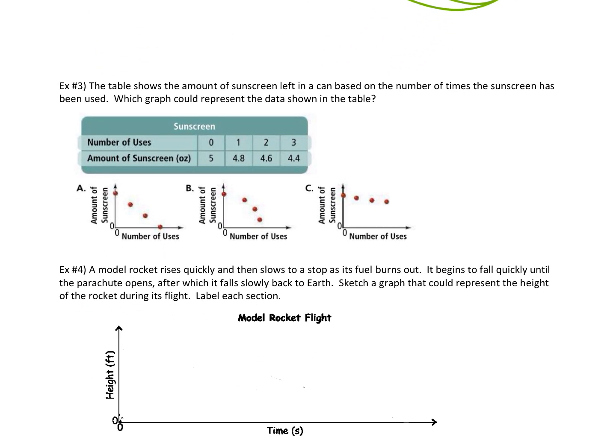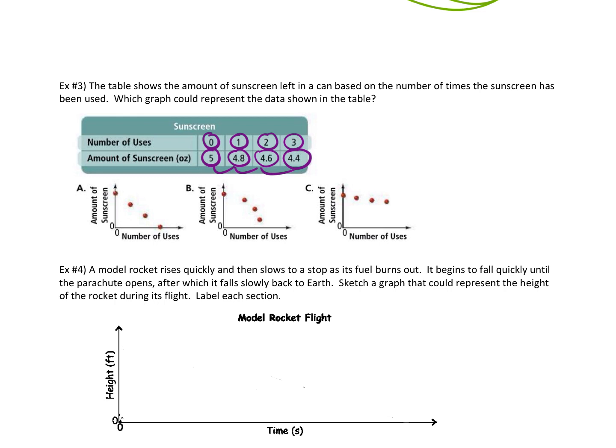Okay, look at example 3 here. It says the table shows the amount of sunscreen left in a can based on the number of times the sunscreen has been used. Which graph represents the data shown in the table? You good? Okay, so we have at 0 uses, there were 5 ounces. At 1 use, there were 4.8. After 2 uses, there was 4.6. After 3 uses, there was 4.4. What do you notice here? Each use, it's dropping by that same amount. That's linear. That's going to make a straight line when you graph it.